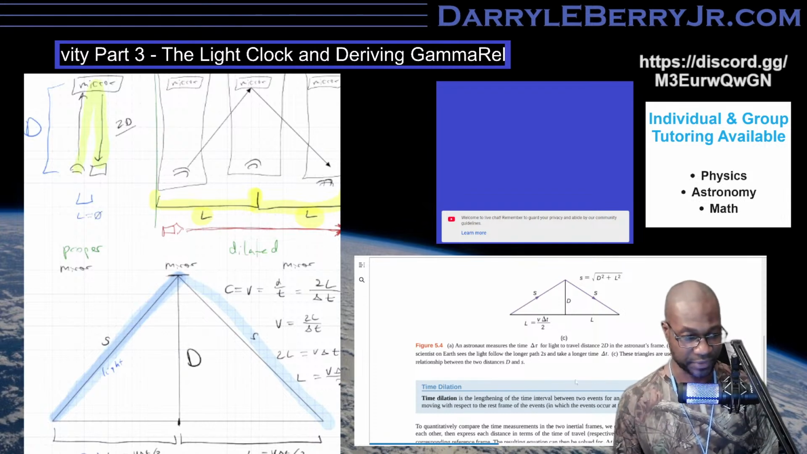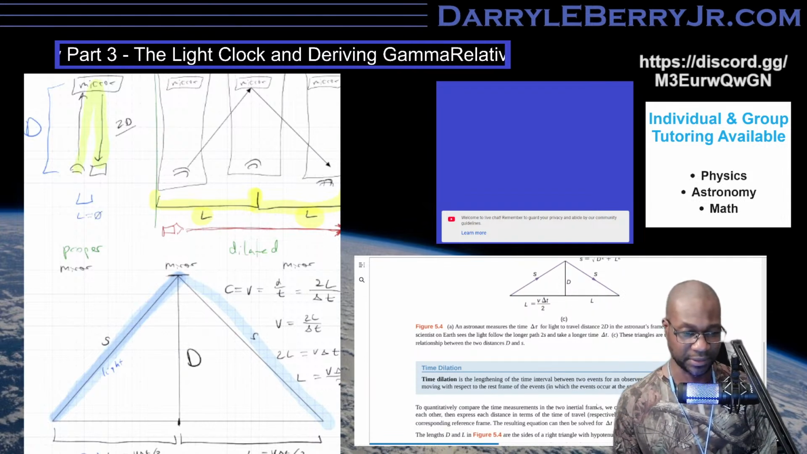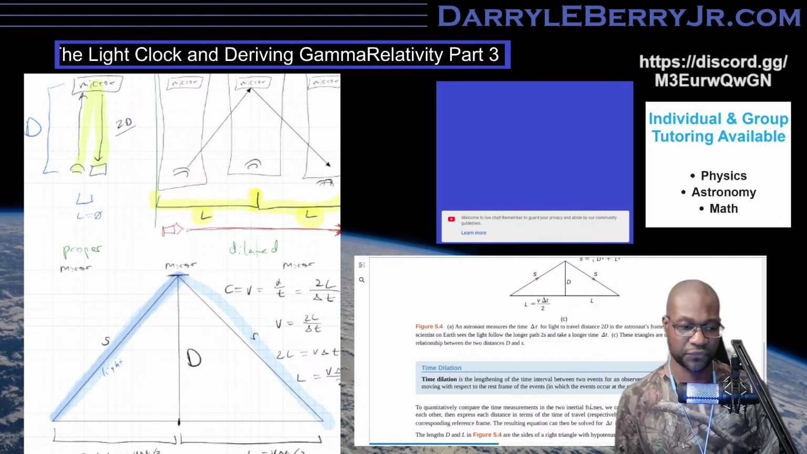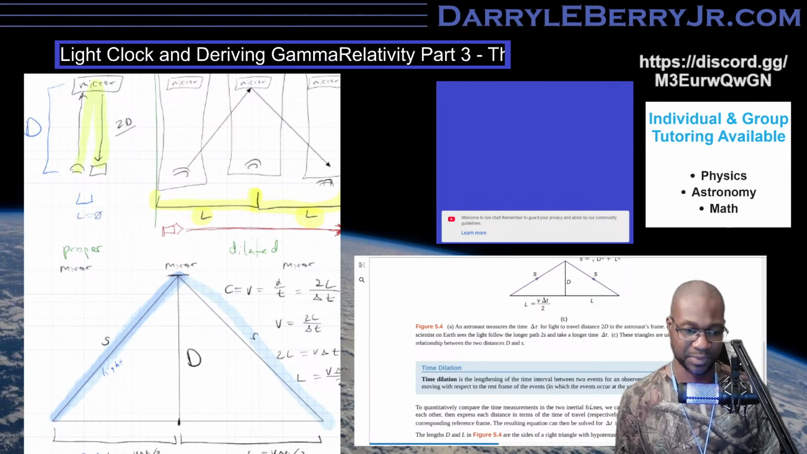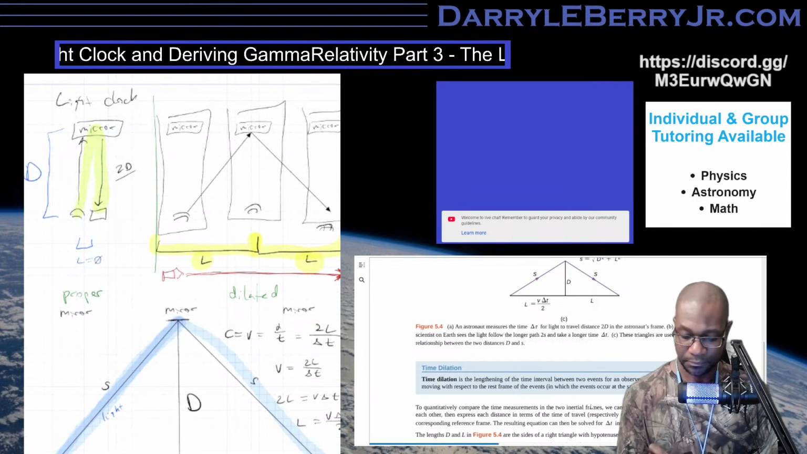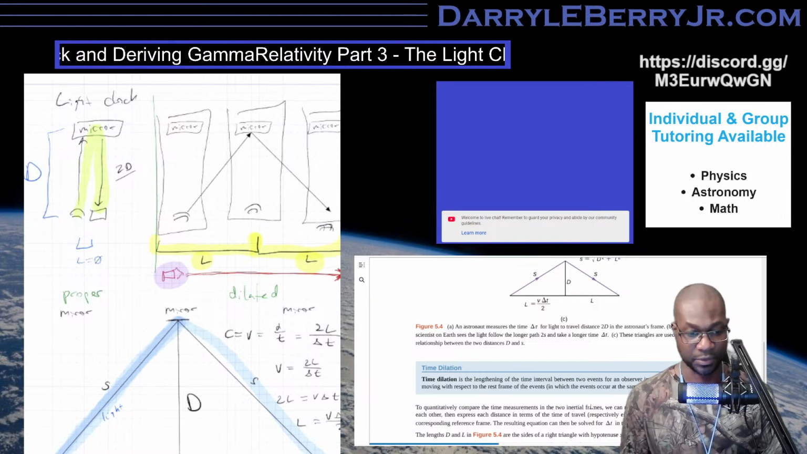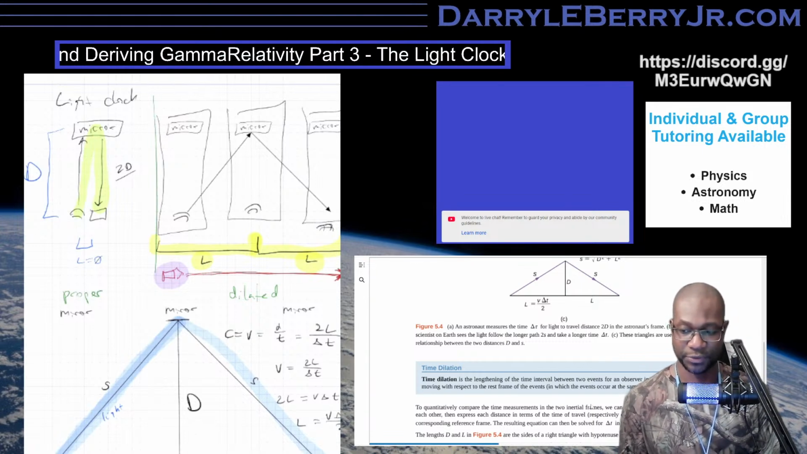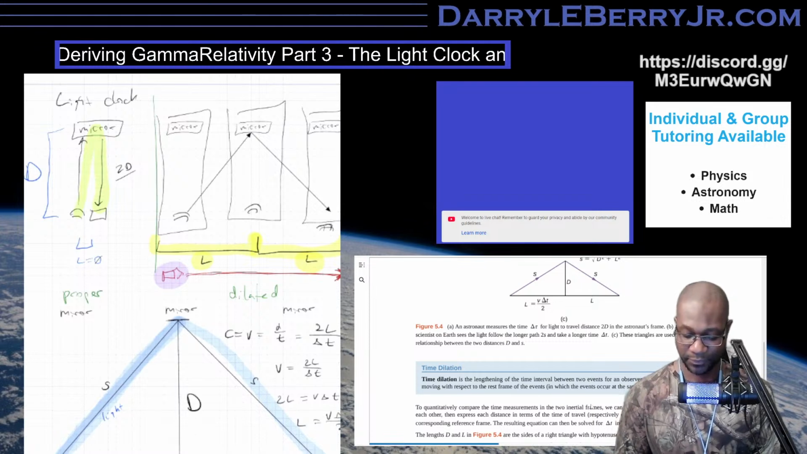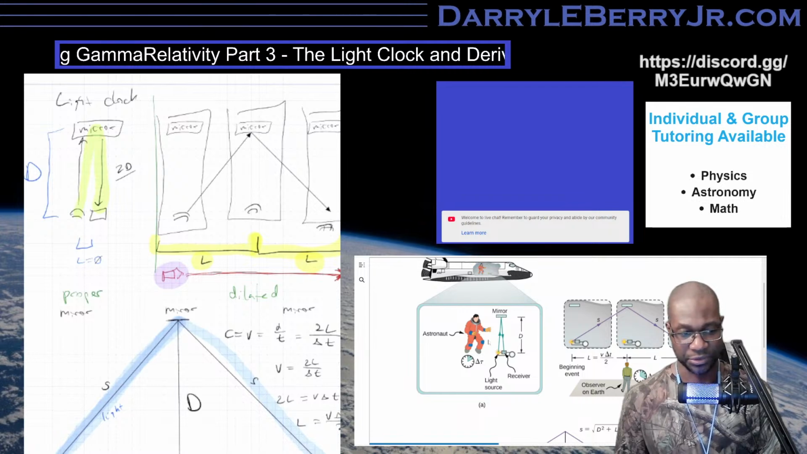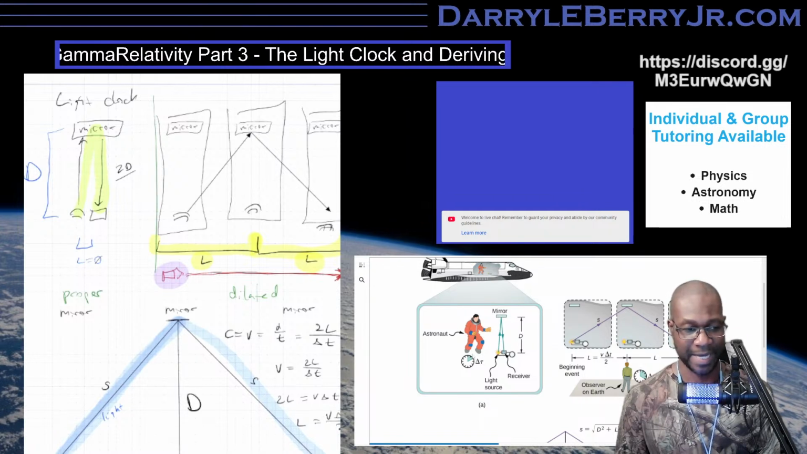Now, the definition for time dilation there says time dilation is the lengthening of the time interval between two events for an observer in an inertial frame that is moving with respect to the rest frame of the events, which is the frame in which the events occur at the same location. So the spacecraft is that frame, because from the perspective of the astronaut, the astronaut is just there. We look at the frame of the spacecraft, and the mirror is just stuck there.